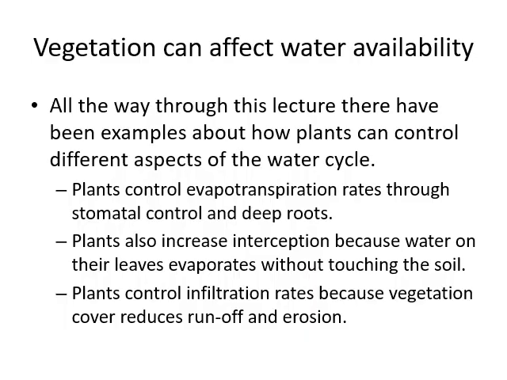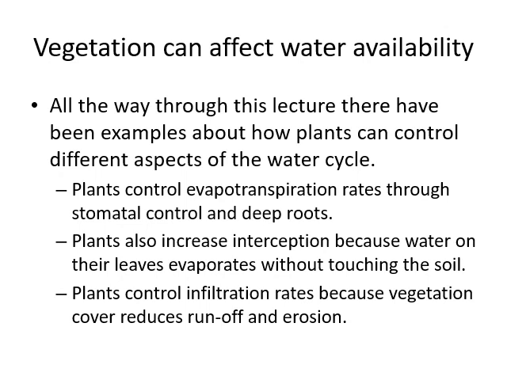So I've gone into some detail to explain how soil and soil texture can affect water availability. Now we're going to summarize all the ways that vegetation can affect water availability. All the way through this lecture, there have been examples about how plants can control different aspects of the water cycle.